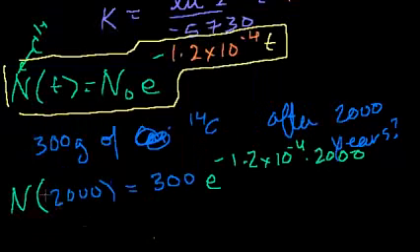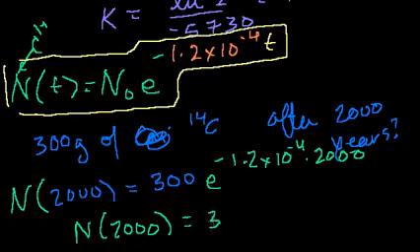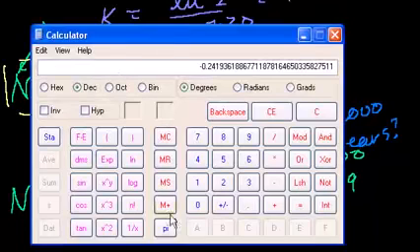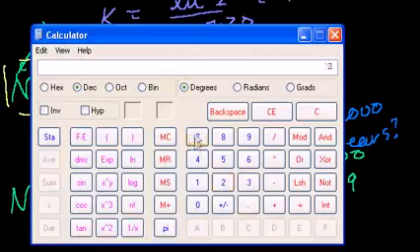So it's 0.241. So N of 2,000, the amount of the substance I can expect after 2,000 years, is equal to 300 times e to the minus 0.2419. And let's see, my calculator doesn't have an e to the power, so let me just take e. I need to get a better calculator. I should get my scientific calculator back. But e is, let's say, 2.71.